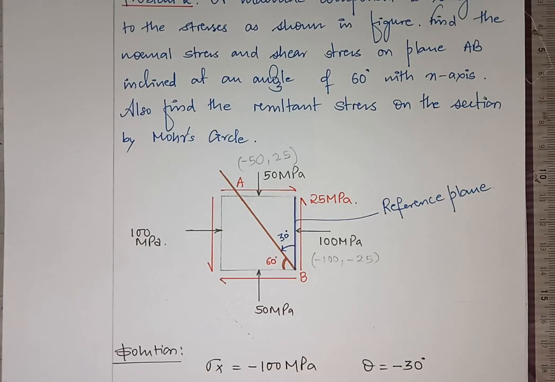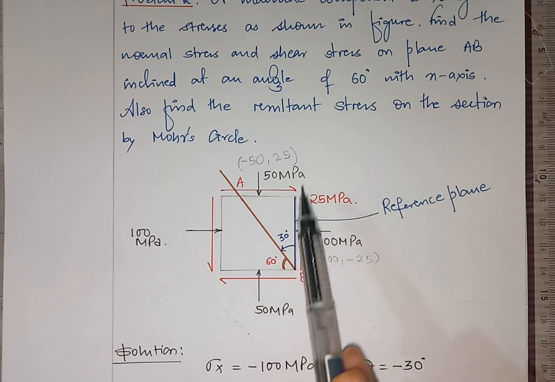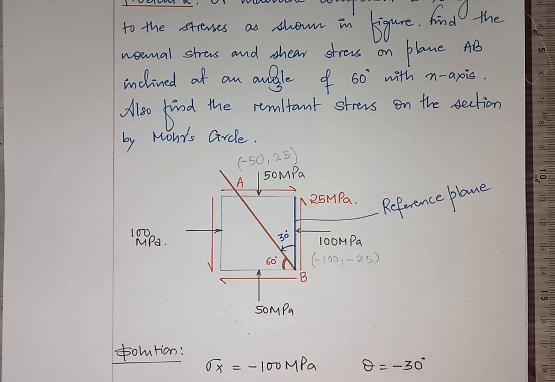If you just have a look at this figure, we'll get to know that plane B, which is vertical, I will take as my reference plane. From the reference plane I have this oblique plane at an angle of 30 degrees in anti-clockwise direction. B is the reference plane. From plane B, the oblique plane is at an angle of 30 degrees in anti-clockwise direction.